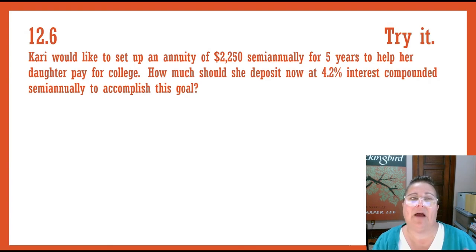Carrie has the funds now to put some money away so that her daughter can draw on that over the next 5 years as she works her way through college. Carrie has the availability of 4.2% interest compounded semi-annually.